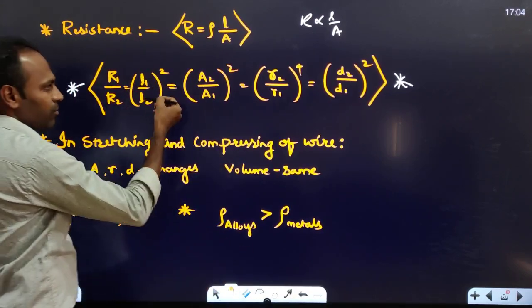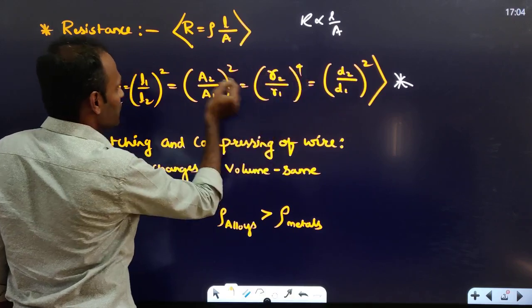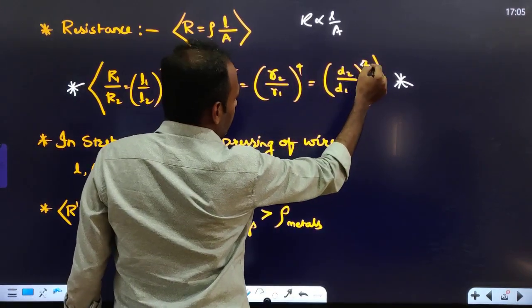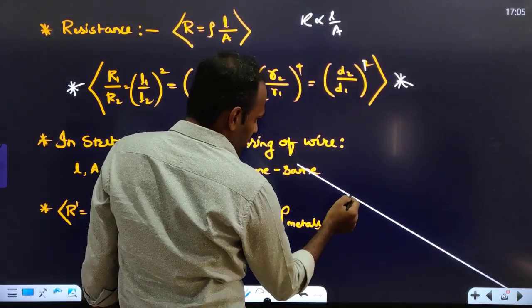See here, length is L1 by L2, area is A2 by A1, radius is R2 by R1 whole raised to 4. These both are whole raised to square, these both are whole raised to 4. See, this is also whole raised to 4. Okay, so we got to know this much.